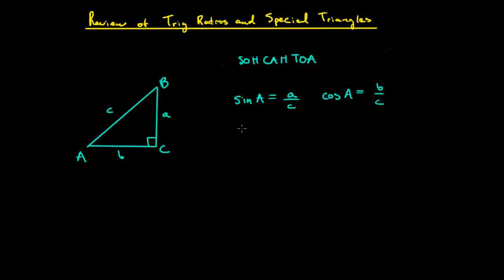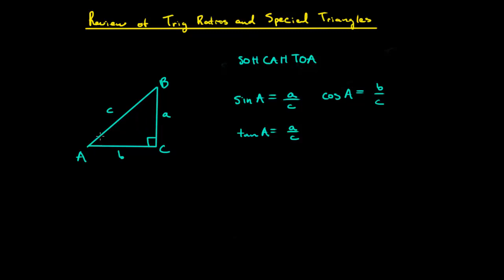And the tangent of angle A is equal to the opposite divided by the adjacent, so a over b. Now, recall that when we label triangles, we use capital letters for the angles and we use lowercase letters for the side lengths.